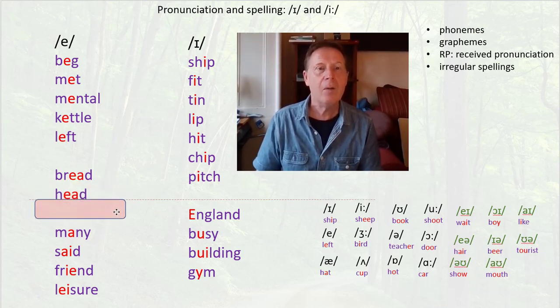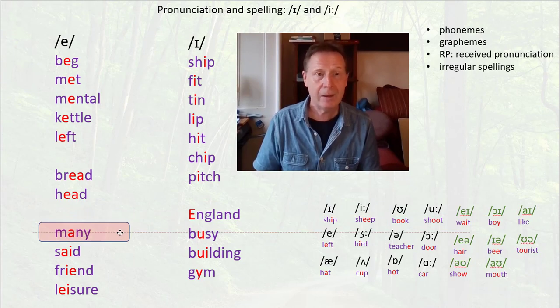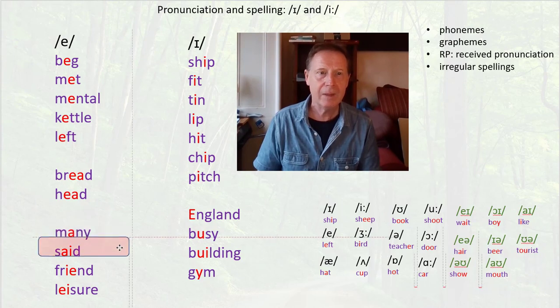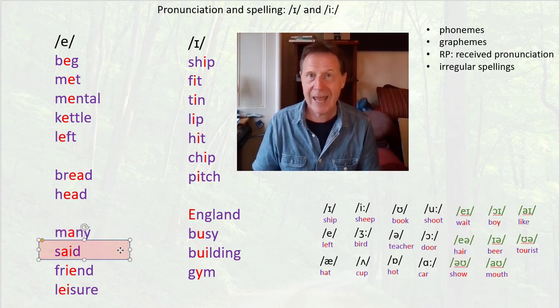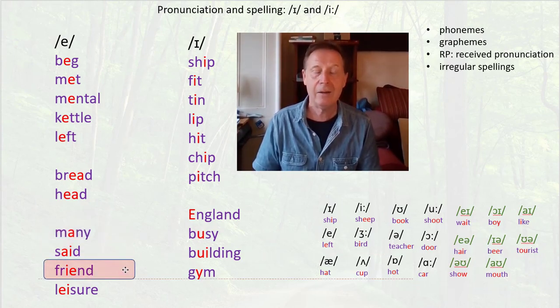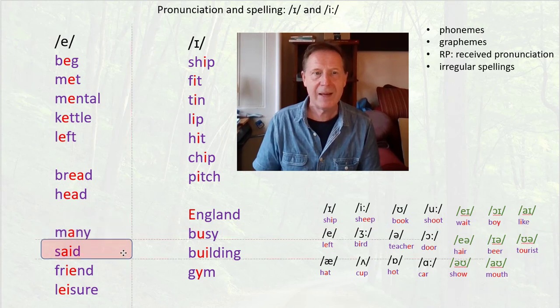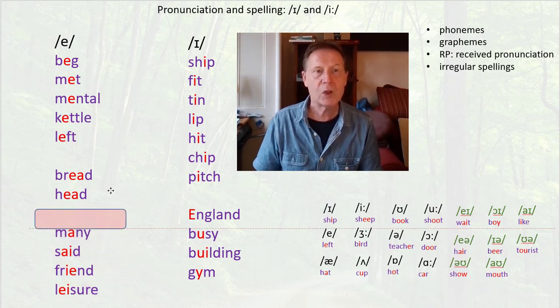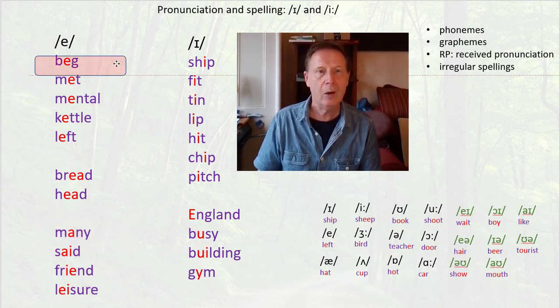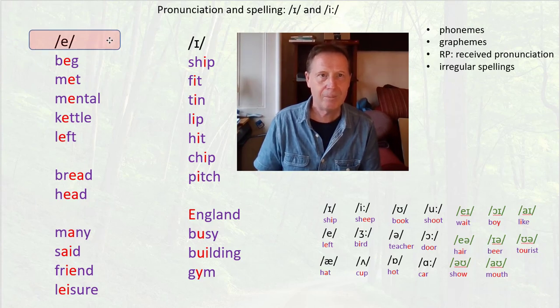And then there are more uncommon, irregular spellings. For example, A in many, AI in said, IE in friend, and EI as in leisure. But these spellings are not very common. The most common one is the letter E for the phoneme E.